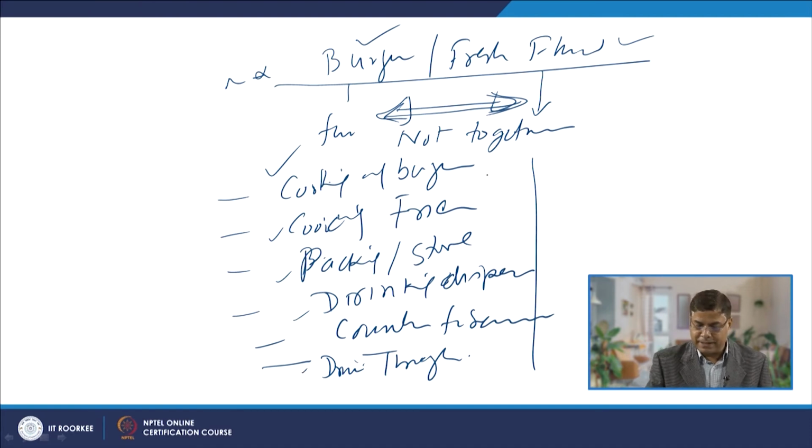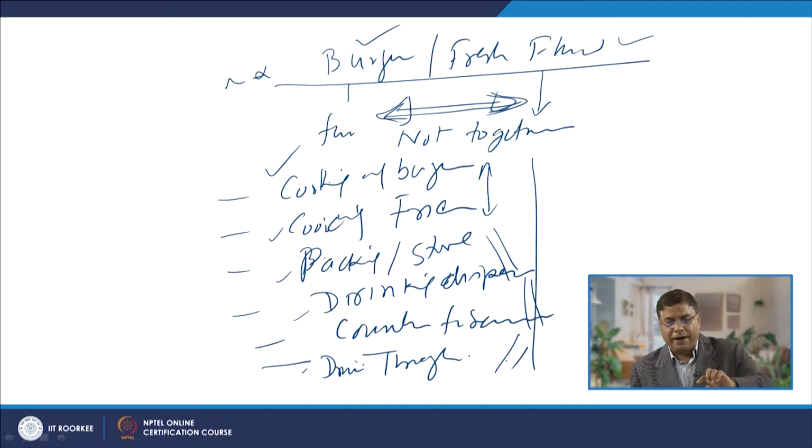If it is desired that the two are not kept close to each other, then what is the close proximity relationship between the packing and storing area, between the drinking dispensing machine, and between the counter surface and the drinking facility? So, to understand the proximity relationship between these centers, what do we prepare? We prepare one graphical chart like this.